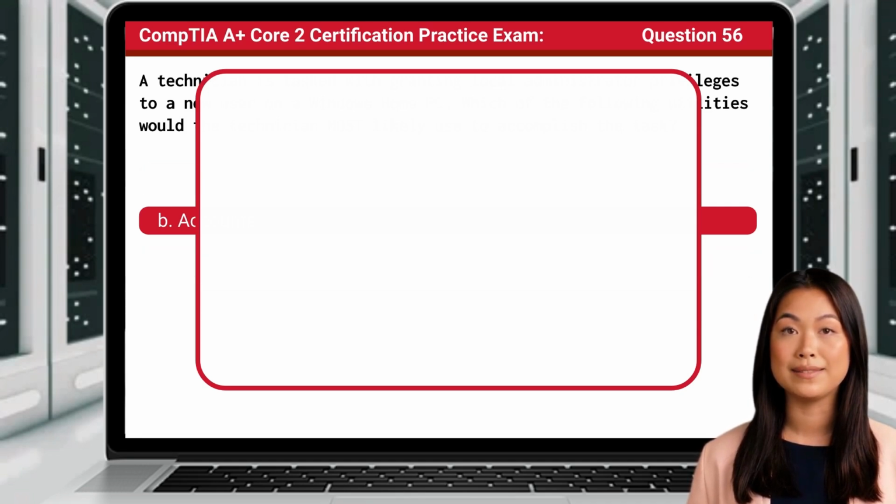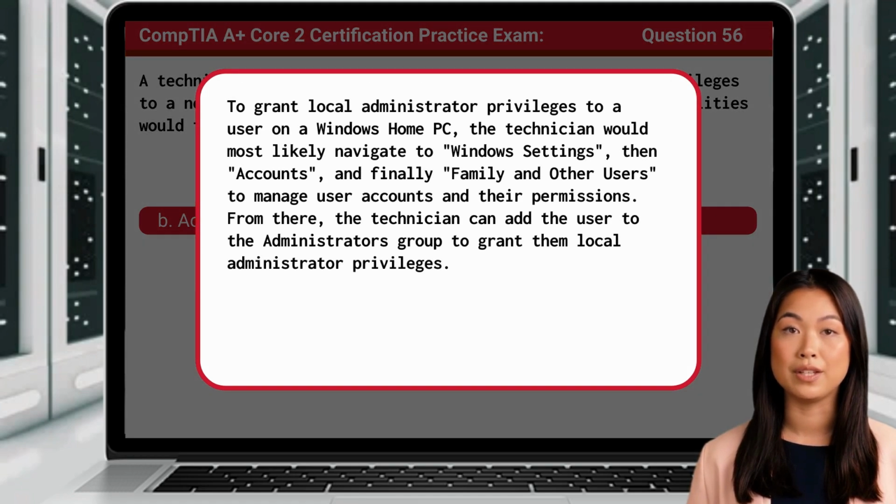The answer is B. Accounts. To grant local administrator privileges to a user on a Windows Home PC, the technician would most likely navigate to Windows Settings, then Accounts, and finally, Family and other users to manage user accounts and their permissions. From there, the technician can add the user to the administrators group to grant them local administrator privileges.